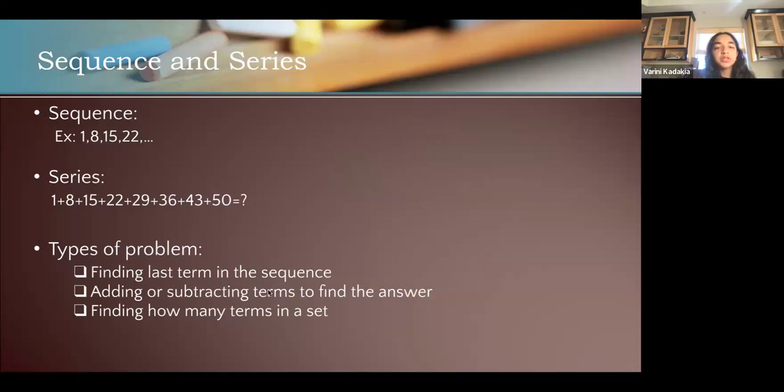So now we're gonna just review the types of problems. One type of problem is you're gonna have to find the last term of the sequence. And then the other type is adding or subtracting, so finding sums. And the last one is just finding how many terms. So we'll go over those types of questions right now.